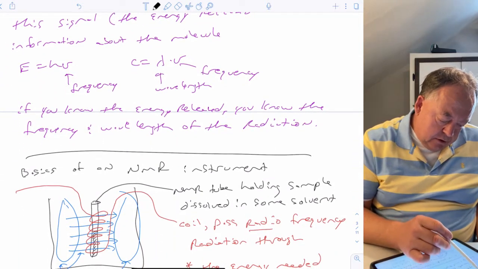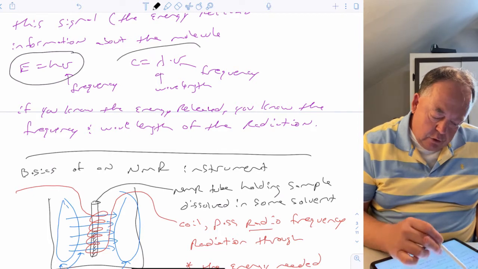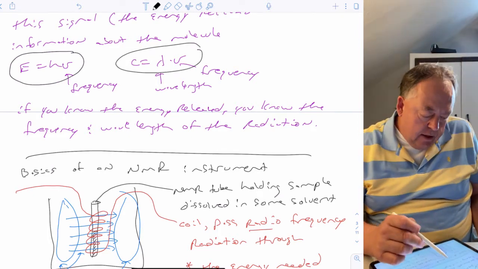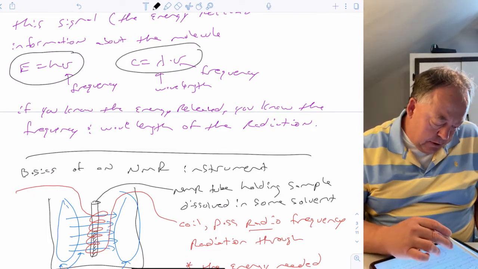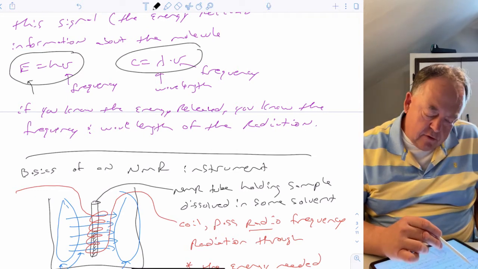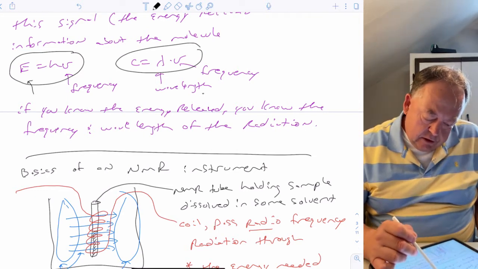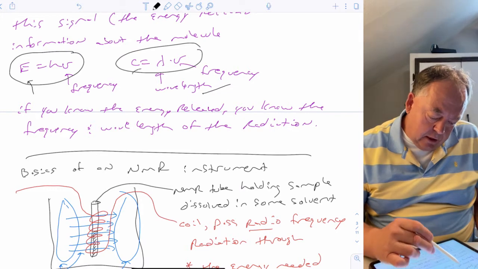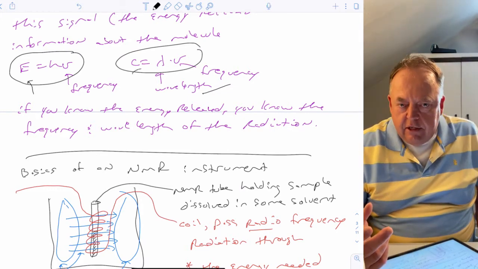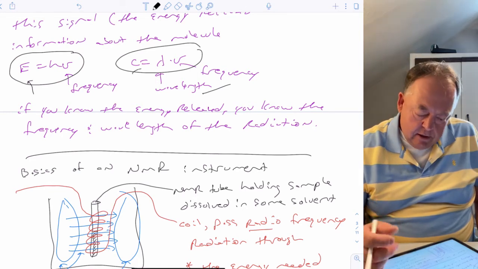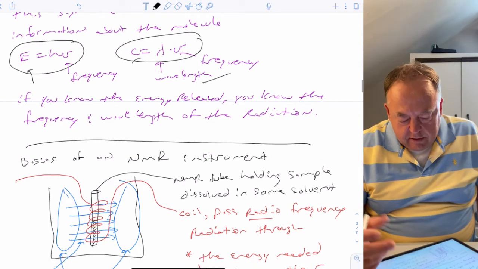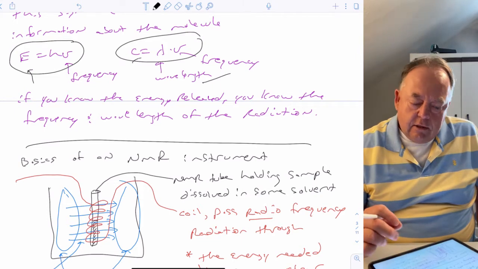Okay, so of course, if you remember these equations from General Chemistry 1, E is equal to h nu. So energy is related to frequency, and frequency is related to wavelength through the speed of light. So if you know the energy that's emitted, then you know the frequency of the radiation that's emitted. And if you know the frequency, then you can know the wavelength of the radiation that's emitted.